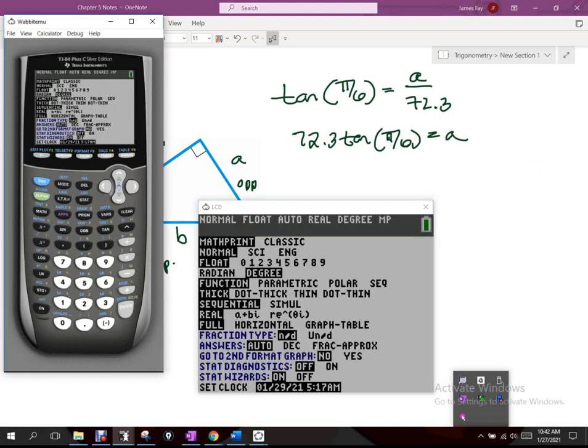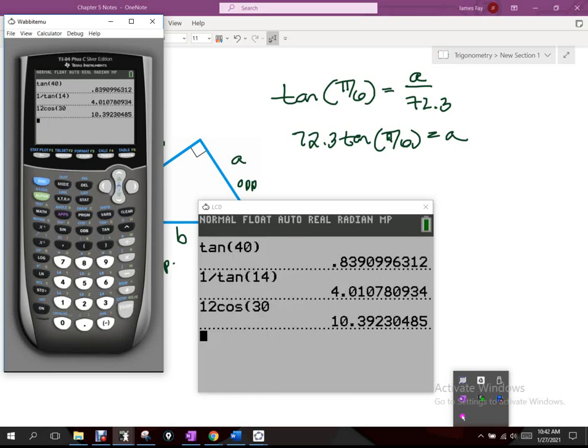We'll grab our calculator. Change your mode, because we're in radians. Last class I told you, you might have 10 questions. 5 of those questions will probably be in degrees, 5 of those questions will be in radians, and they'll bounce back and forth every other. You might see assignments like that, so you might have to change every single time that you do a problem. Does that make sense? So 72.3 tangent of pi over 6 gives me that number right there.